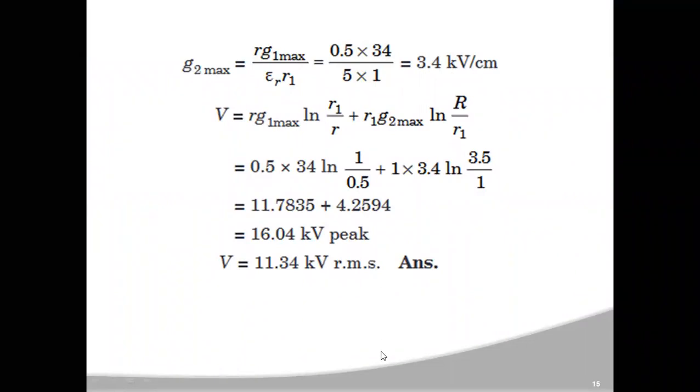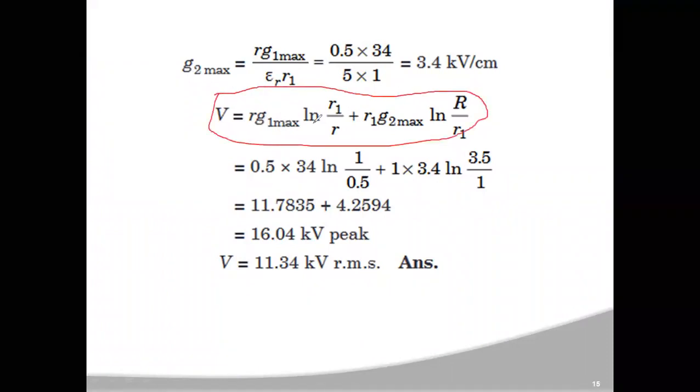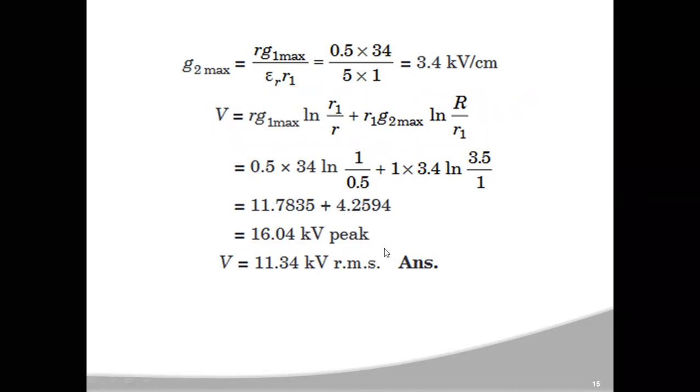Now write the operating voltage expression. As there are only two layers, V is equal to r into G1 max ln r1 by r plus r1 into G2 max ln capital R by r1. Again, all the parameters in this expression are known, so you will get 16.4 kilovolts. This is the peak value. If you want to calculate the RMS value, you have to divide this by root 2: Vm by root 2 gives the RMS value.